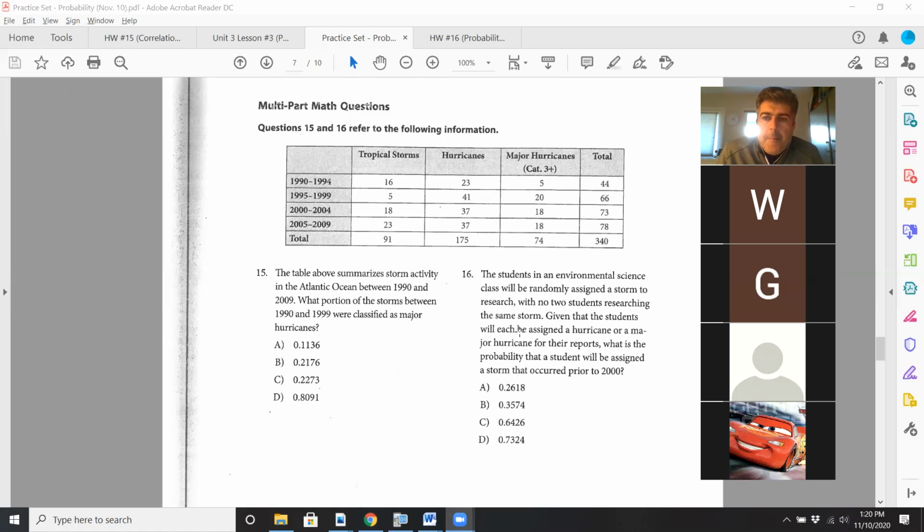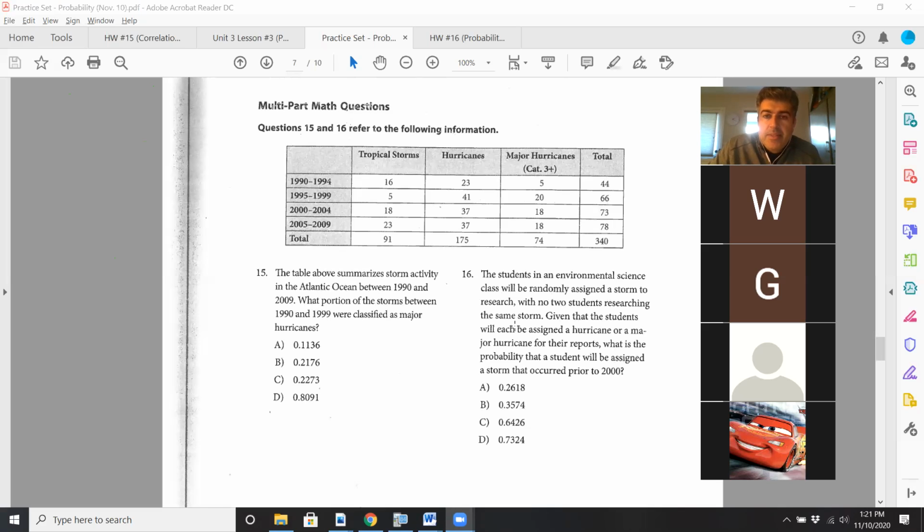The students in an environmental science class will be randomly assigned to a storm to research, with no two students researching the same storm. Given that the students will each be assigned a hurricane or major hurricane for the reports, what is the probability that a student will be assigned a storm that will occur prior to 2000?